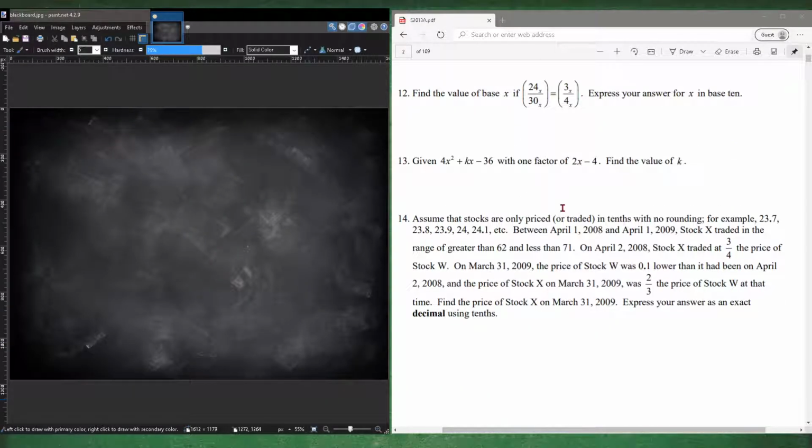Okay. Number 12, find the value of x if 24 base x divided by 30 base x equals 3 base x and 4 base x. Write the answer in base 10.